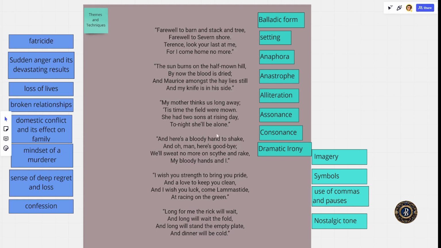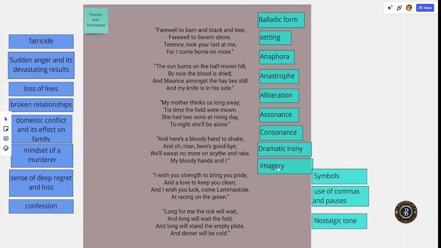Now here, the mother's character. "My mother thinks us long away." She is completely unaware of the fact that her two sons are not going to return, but by this time the reader knows that. So here it's an example of dramatic irony.